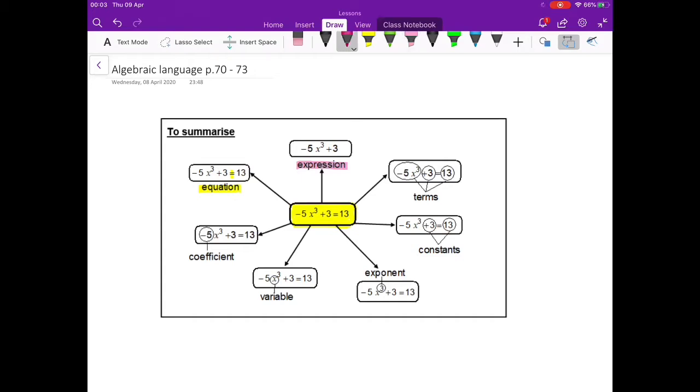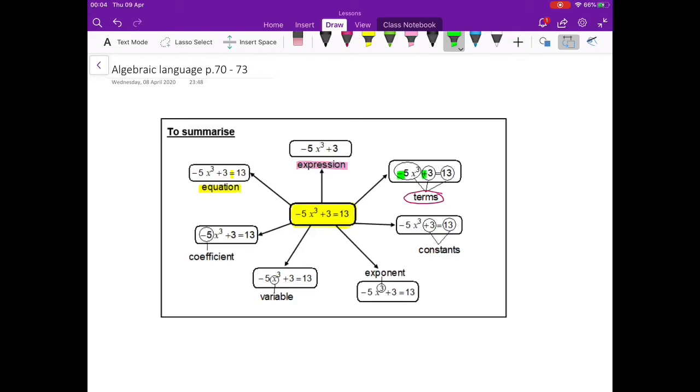The next thing we have to look at is terms. And we're always going to circle our terms. Terms are separated by a plus or a minus. So remember, I always look for my plus or my minus in an equation, and that will split my terms up for me.